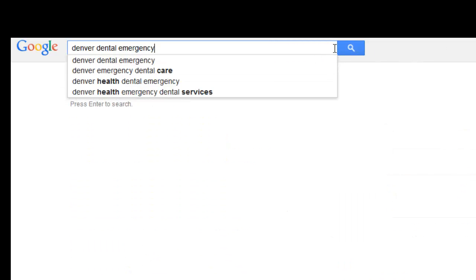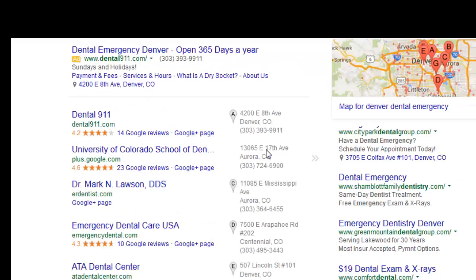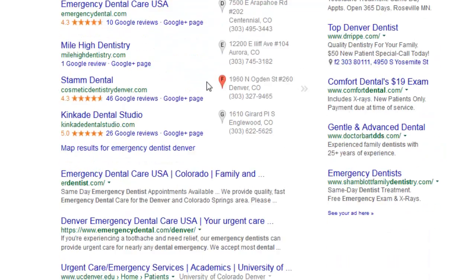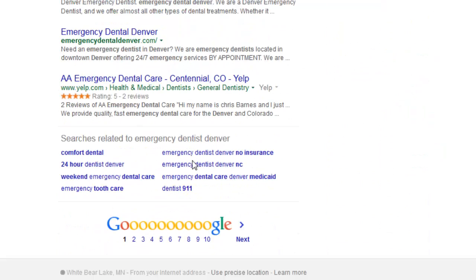So if I go ahead and put in Denver dental emergency, and then you can scroll down to the very bottom here, what you're going to see is information around people's searches. So this is another way of finding it. So we see there's school again, there's university, there's jobs. So people are definitely searching these phrases, and I want to make sure that I'm adding those in as my negative keywords. And then here we have emergency dentist Denver. So you can go ahead and pick out several of these keywords and just follow them along through. So weekend emergency dental care, that's a pretty good one.